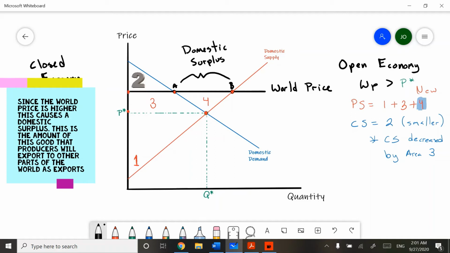How are we going to get rid of the surplus domestically? The answer is by exporting, which means we're going to send the surplus production to other parts of the world in the form of exports. This is where area number 4 is coming from.